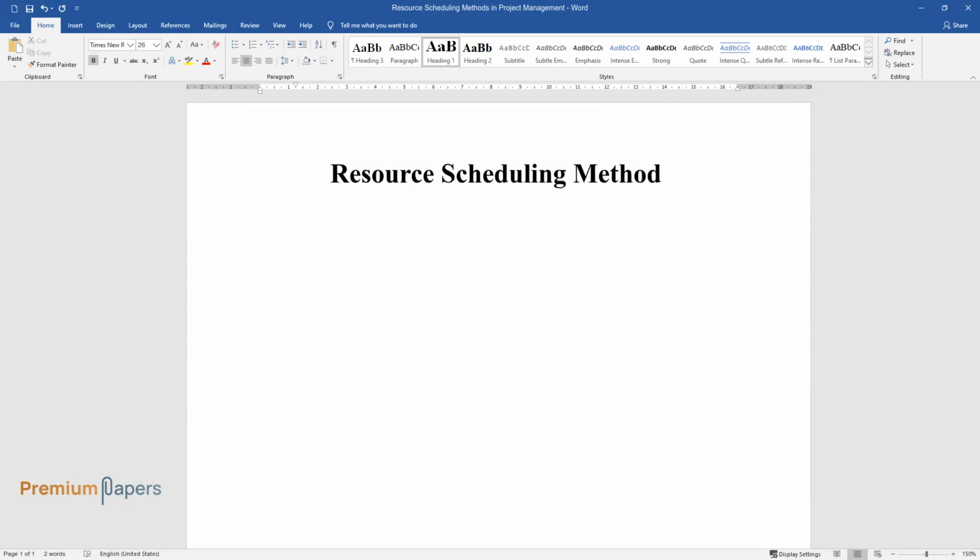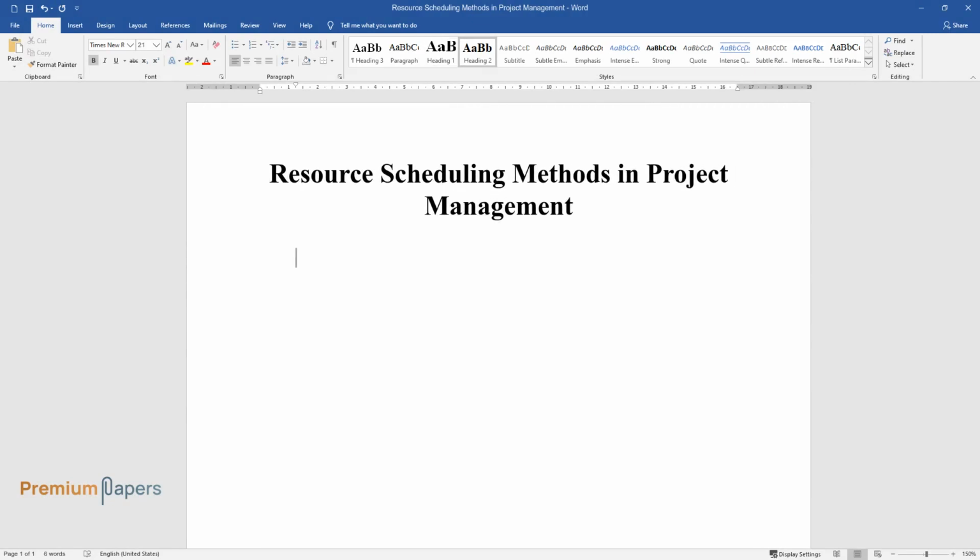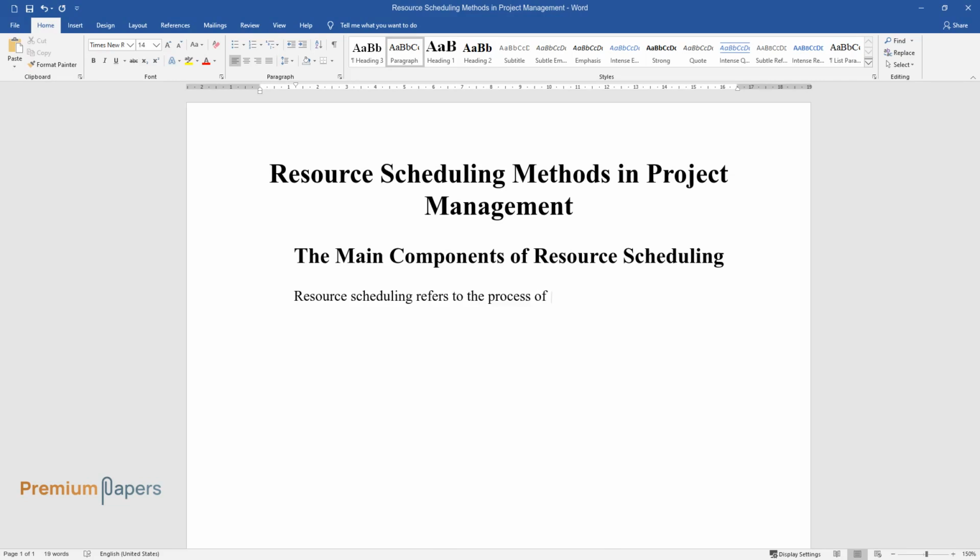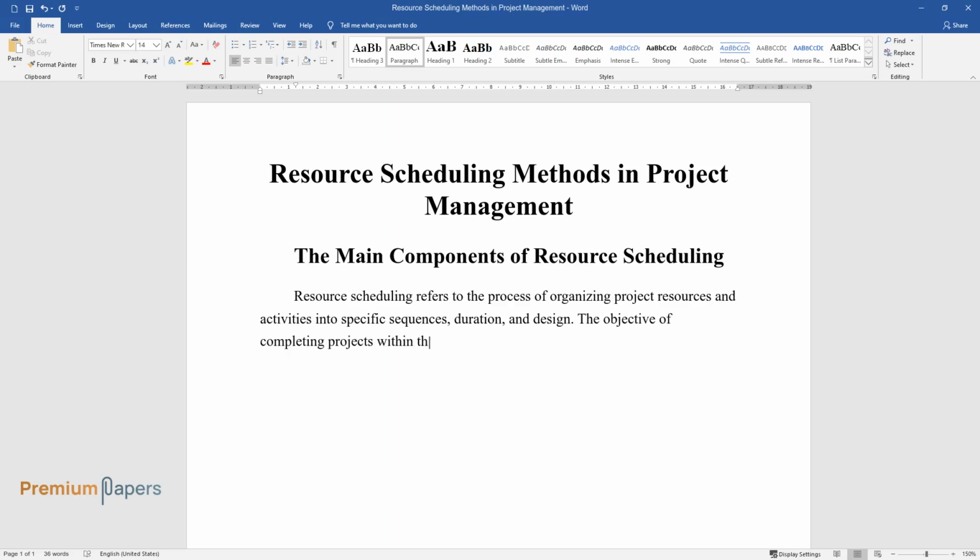Resource scheduling methods and project management. The main components of resource scheduling. Resource scheduling refers to the process of organizing project resources and activities into specific sequences, duration, and design. The objective of completing projects within their stated timeframes and budget limitations is the main motivation behind resource scheduling methods.